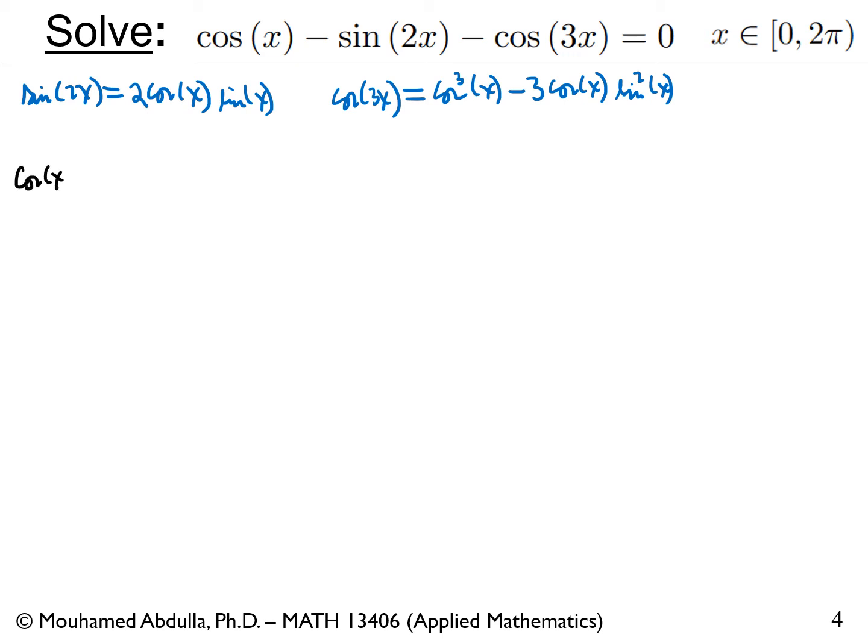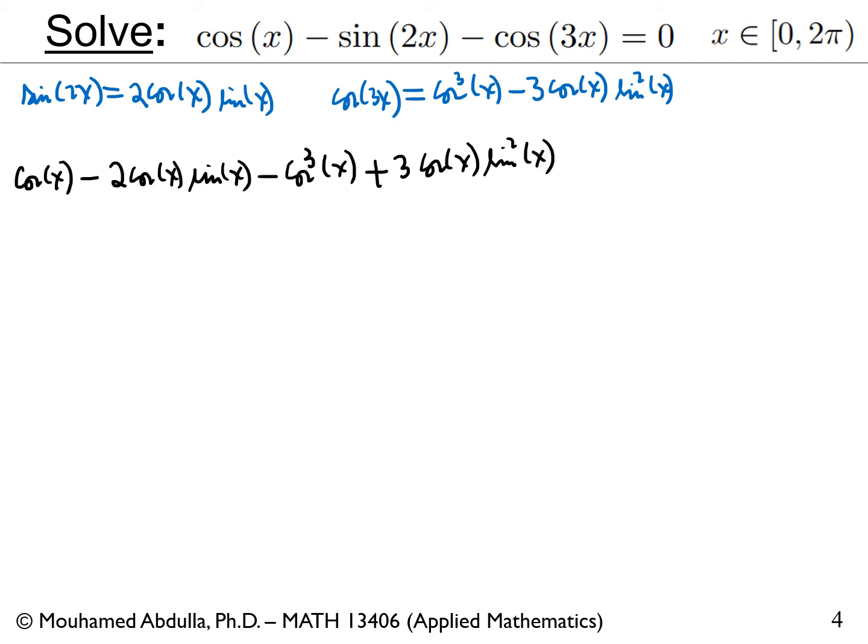So cosine of x is unchanged. Now we put a minus 2 cosine of x sine of x minus, and because there's a minus, I have to put a minus on every term, a minus here, which becomes a plus. So let's do this change. So minus cosine cubed of x and plus 3 cosine of x sine squared of x. At this point, let's not forget that this is equal to 0.